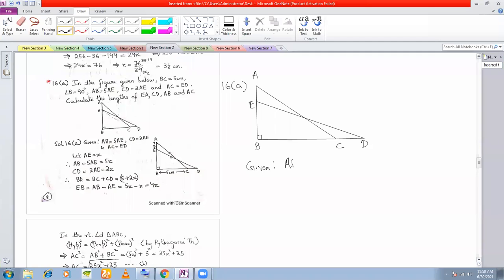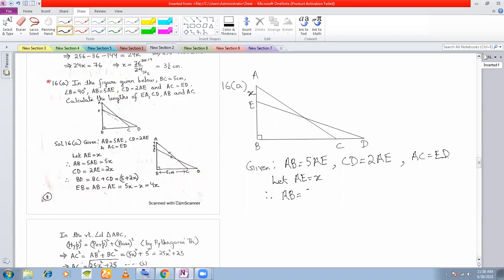that AB is equal to 5 times AE and CD is equal to twice AE. And also it is given AC is equal to ED. Okay. So I start by saying let AE is equal to X. So that means we have taken this length as X.